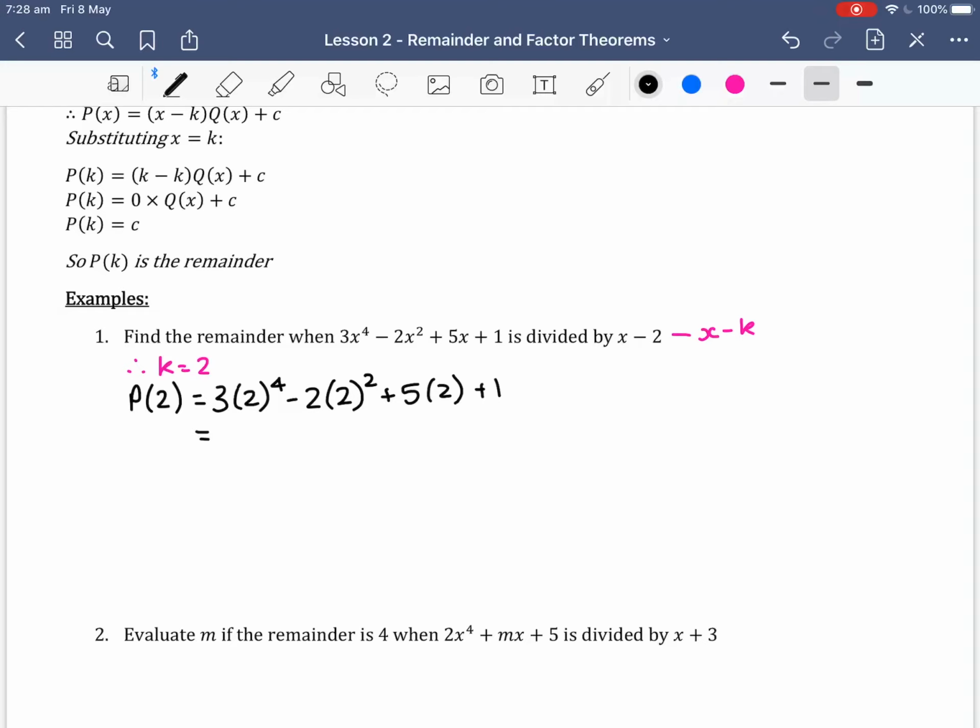So this equals, when we put this into our calculator, 51. So therefore, the remainder of P(x) is 51.